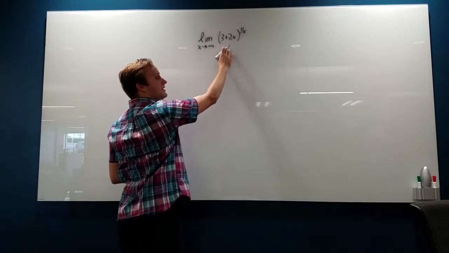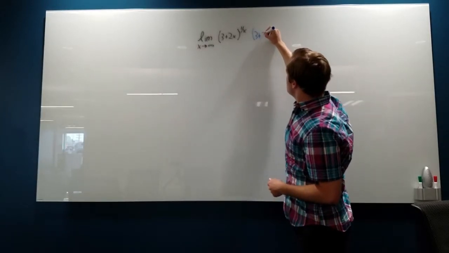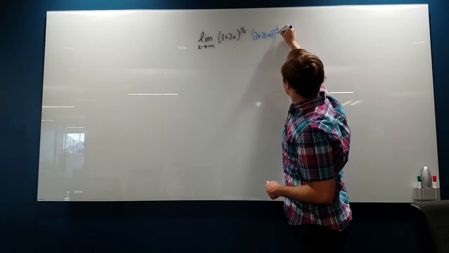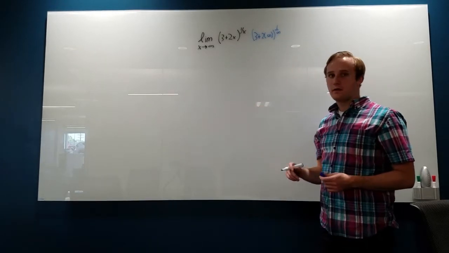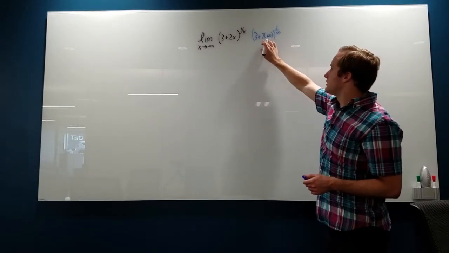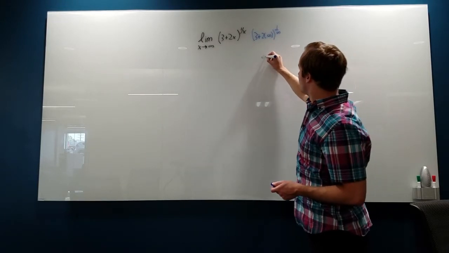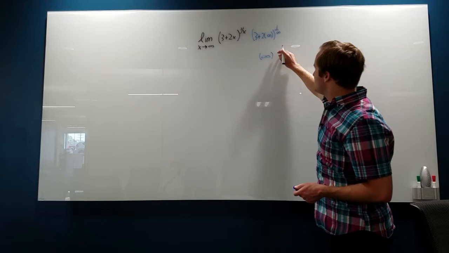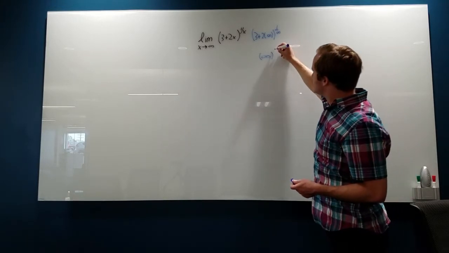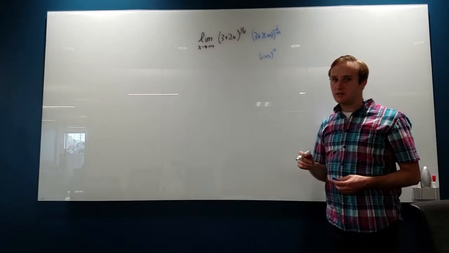And so when we plug infinity in for x in this case, we get (3 plus 2 times infinity) to the power of 1 over infinity. Now 2 times infinity is infinity and 3 plus infinity is still infinity. So inside of this set of parentheses we have infinity. And that's being raised to the power of 1 over infinity, which we know from the textbook is equal to 0. And so here we have infinity to the power of 0.